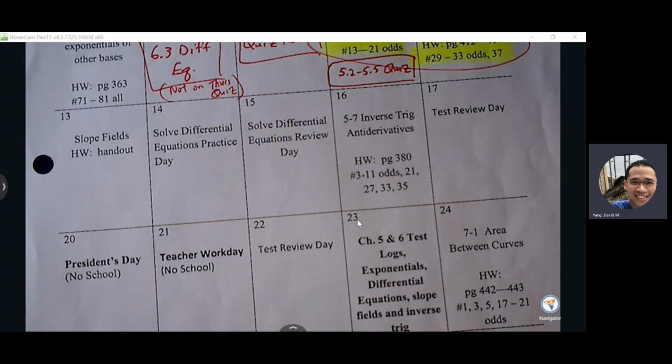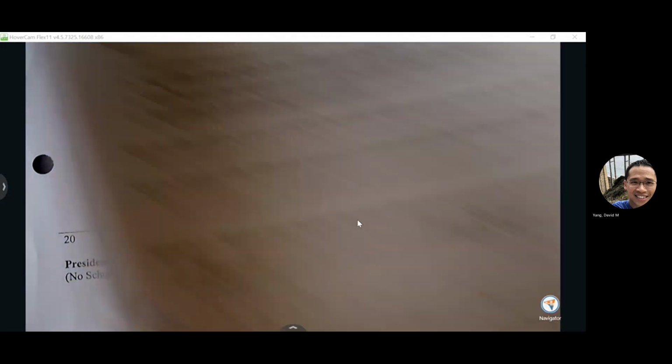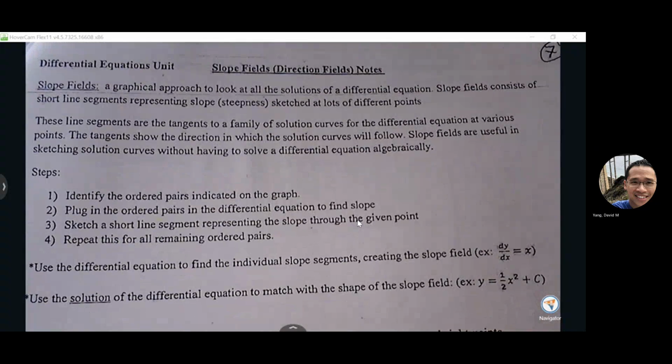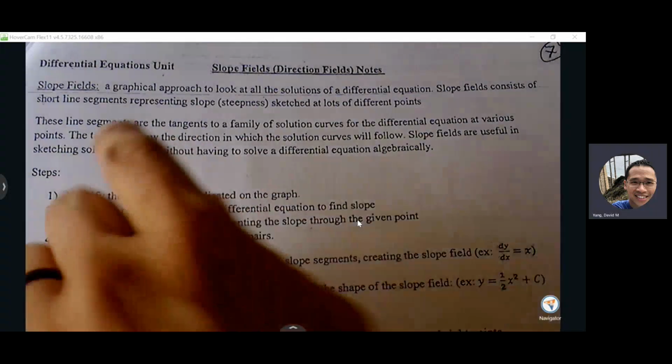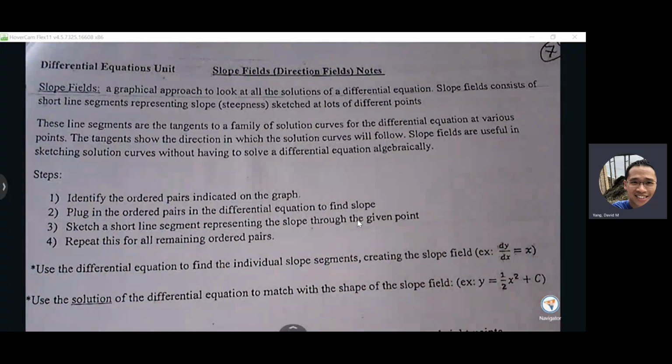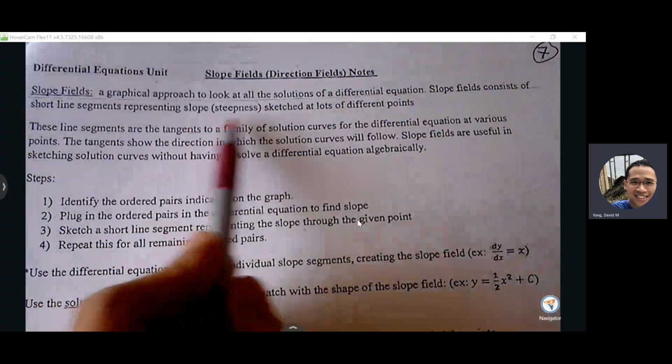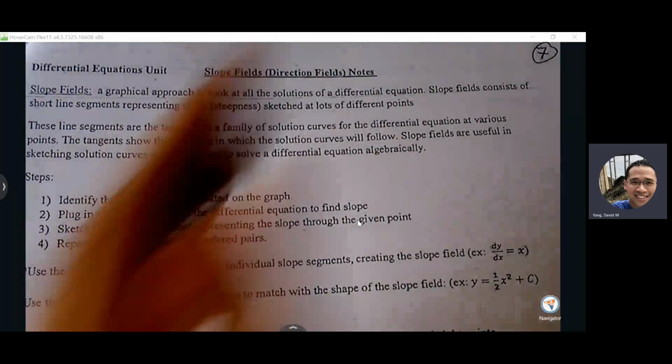Okay. The new topic that I want to go over today is slope fields. You guys can turn to page 7. Okay, so slope fields is a graphical approach to look at all the solutions of a differential equation. Slope fields consist of short line segments representing slope, steepness, sketched at a lot of different points.